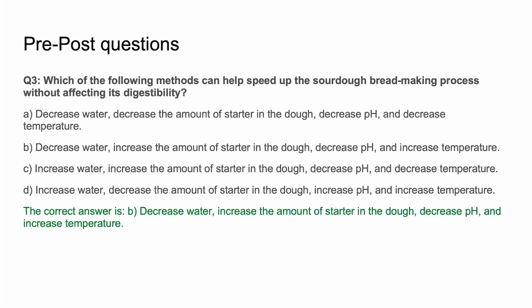And then of course the correct answer to which of the following methods can help speed up the sourdough baking process without affecting its digestibility is: decrease the water, increase the amount of starter dough, decrease the pH, and increase the temperature. So do you see now we went through the 3 first Bloom's taxonomy levels: the knowing, the comprehension, and the application.